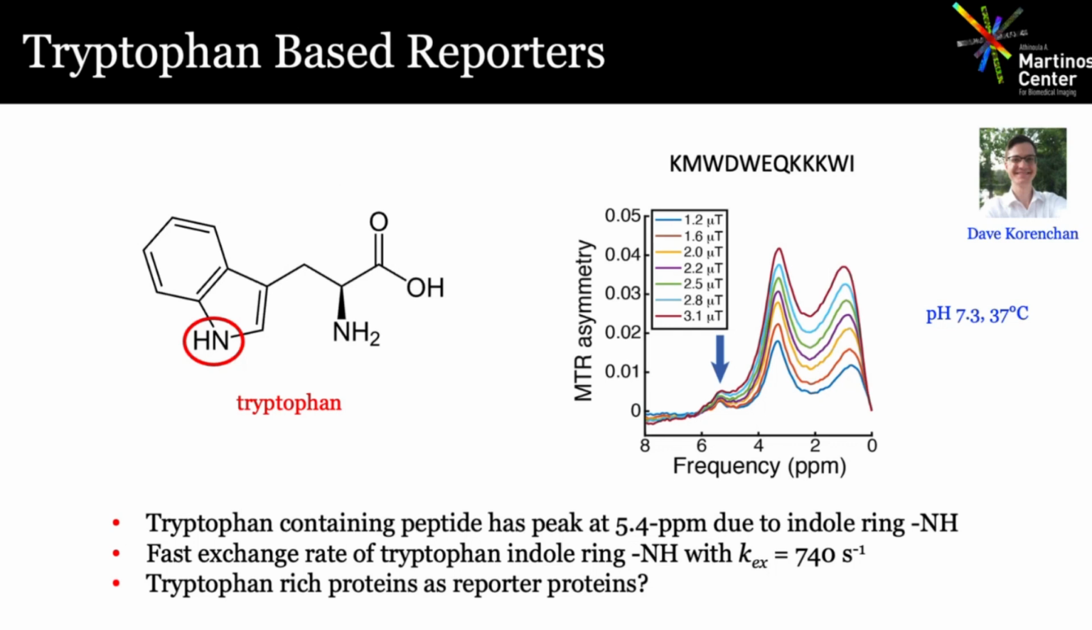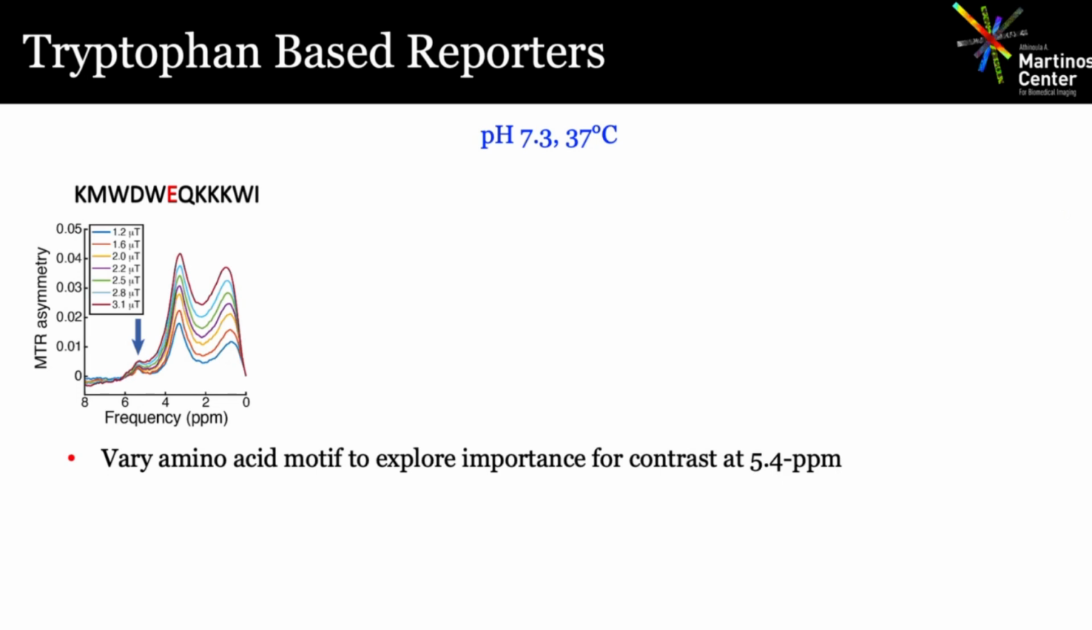So then tryptophan, another possibility. Here we kind of stumbled across this. When we were searching for amide protons with fast exchange rates, we suddenly, in one of the peptides that had a bunch of tryptophans, saw this peak at 5.4 ppm due to the indole NH proton on the tryptophan. And it had a fast exchange rate, about 740 per second. So this made us think, well, okay, how about using tryptophan-based reporters? But we had looked at other peptides that had tryptophan, and they didn't show any peaks. So our question was, why does this particular peptide show some signal from the tryptophan?